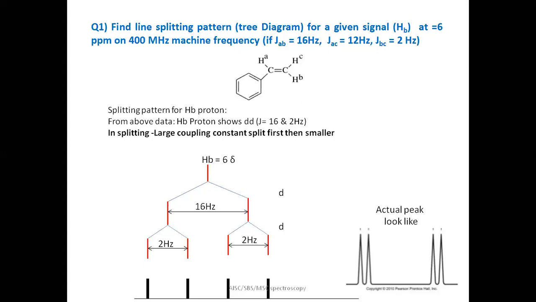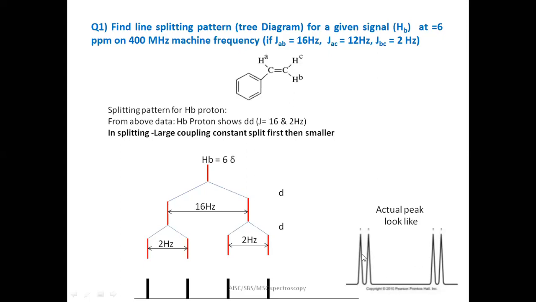So first HB is split into two lines by 16, so the gap between them is 16 hertz. And once they are splitting, they are further split into a doublet because of the second coupling constant, and that second coupling constant is 2 hertz. Therefore, these two lines of 16 hertz further split into two lines by 2 hertz. So you're getting four lines, so your signal is a doublet of doublet, and the actual signal is looking like this.